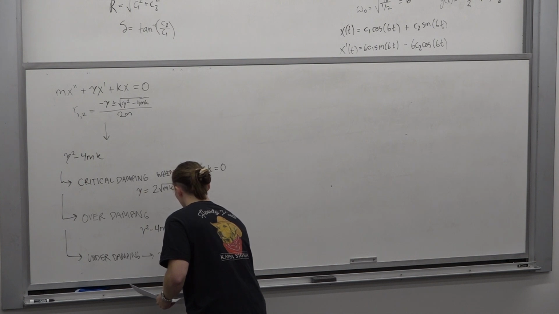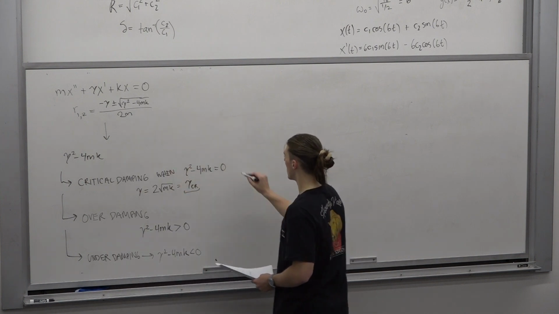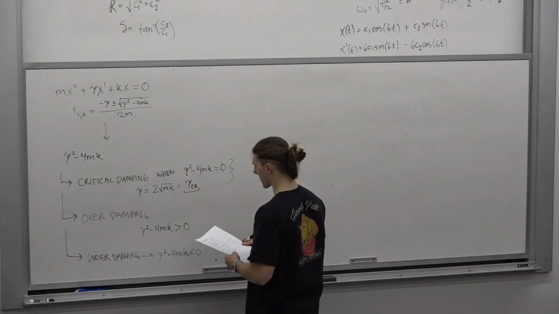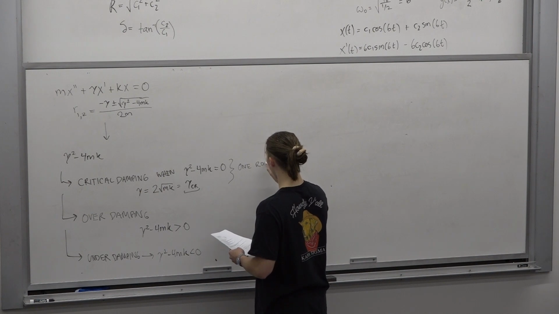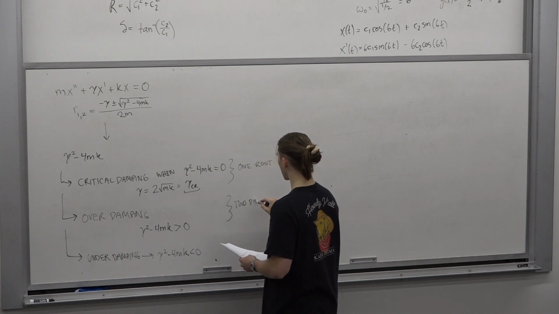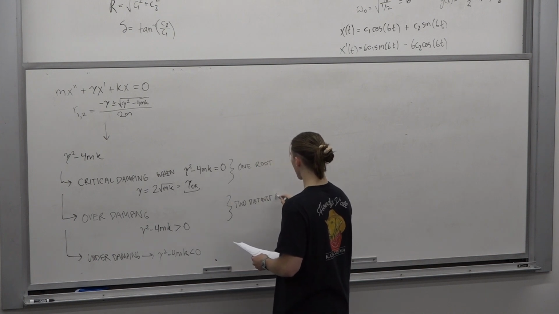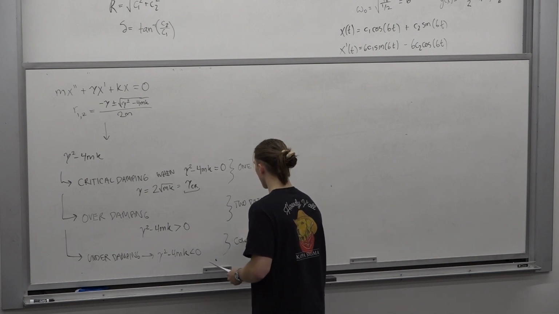So, the last case. In critical damping, you're going to have one root. In overdamping, you're going to have two distinct roots. And in underdamping, you're going to have complex roots.